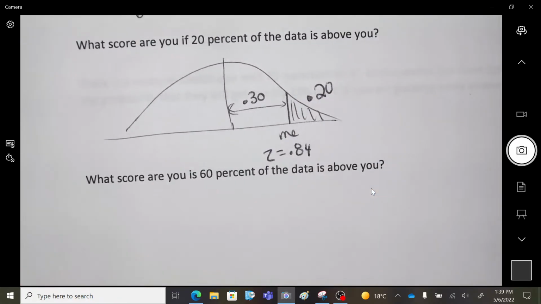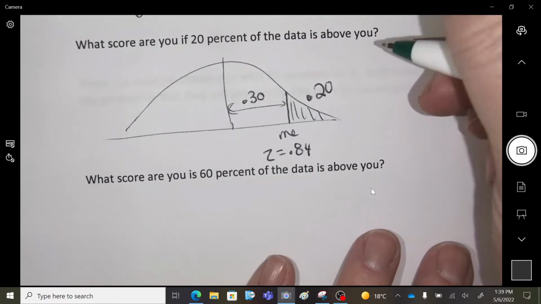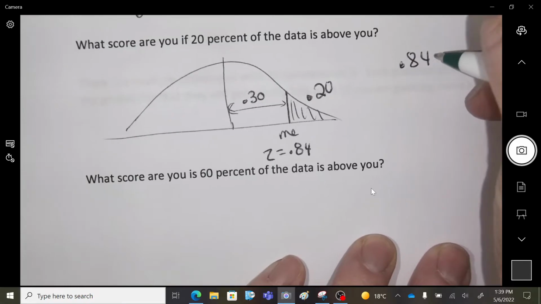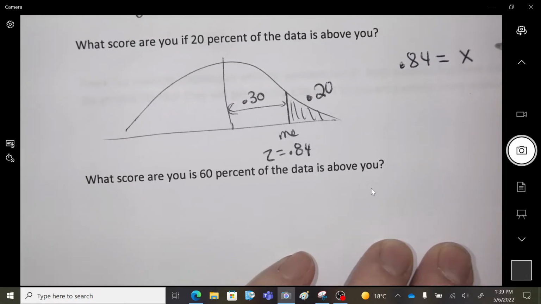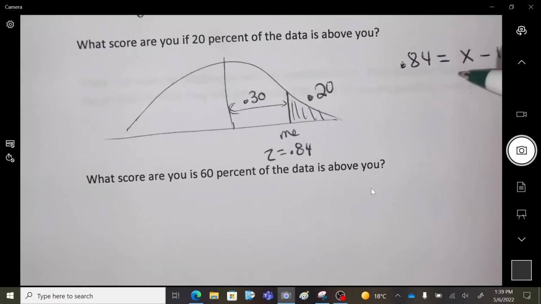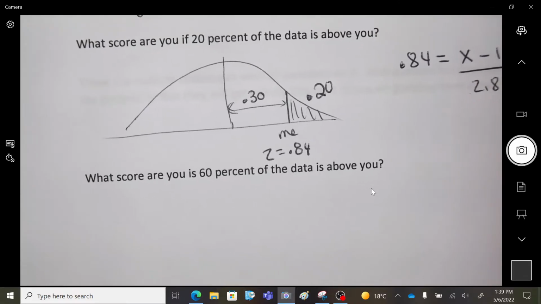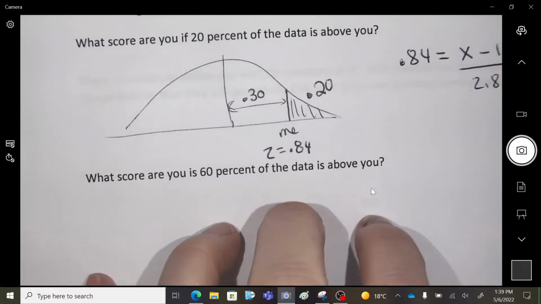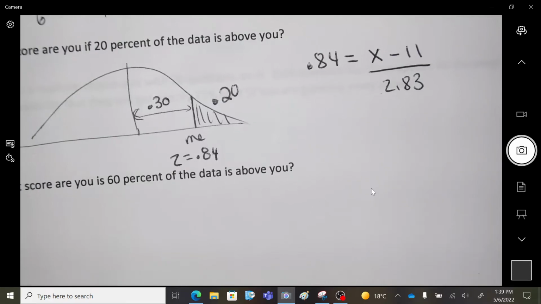Here's probably where you want to ask yourself, is it a positive or negative Z score? And that's the reason I draw them. So it's positive. So 0.84 equals me, my score, subtract the mean over the standard deviation. So that's the formula, but this time I don't know the x of it.